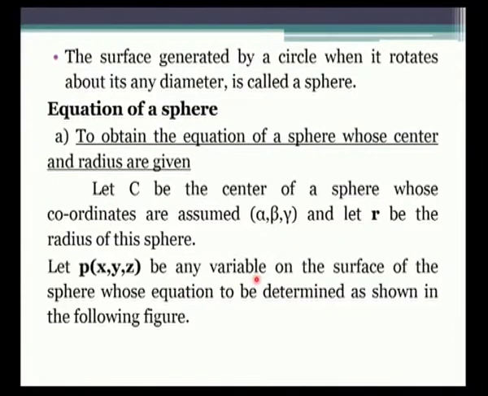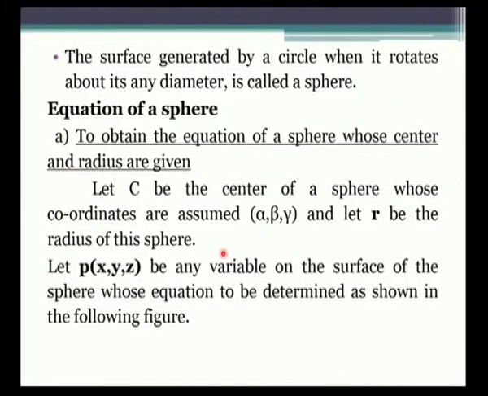Then in another way also the sphere can be defined. For that we need to take a circle. Then let the circle rotate. The rotation of that circle traces a solid body. So, the surface generated by a circle when it rotates about any of its diameters is also called a sphere. This is how you can define sphere in another way.